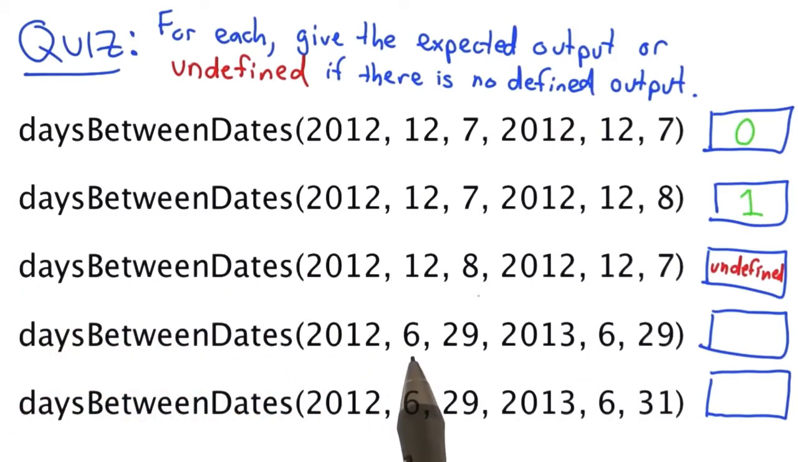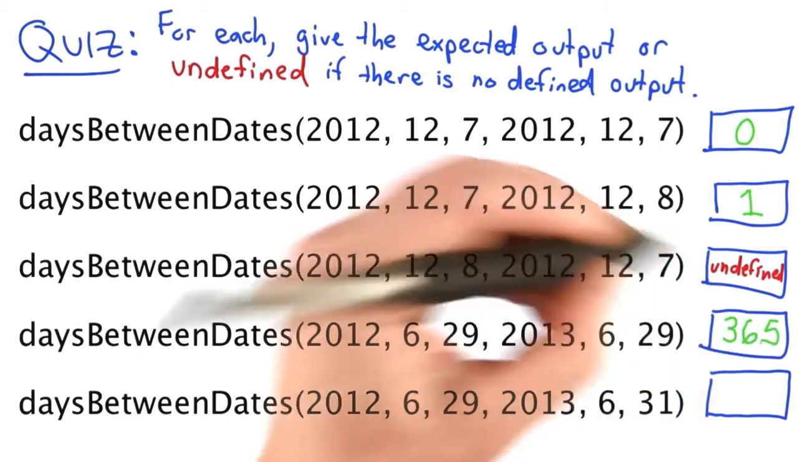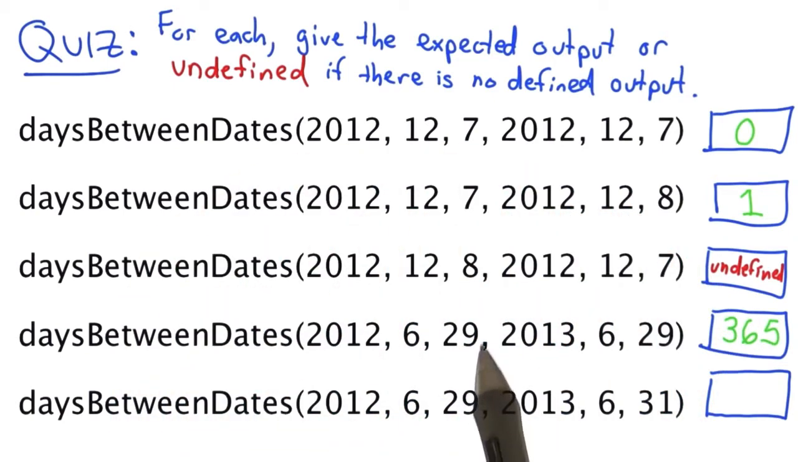For the fourth one, the dates are a year apart. June 29 in 2013 is 1 year after June 29 in 2012. And so there are 365 days in a non-leap year. And it's a non-leap year because the February that's included is the February in 2013.